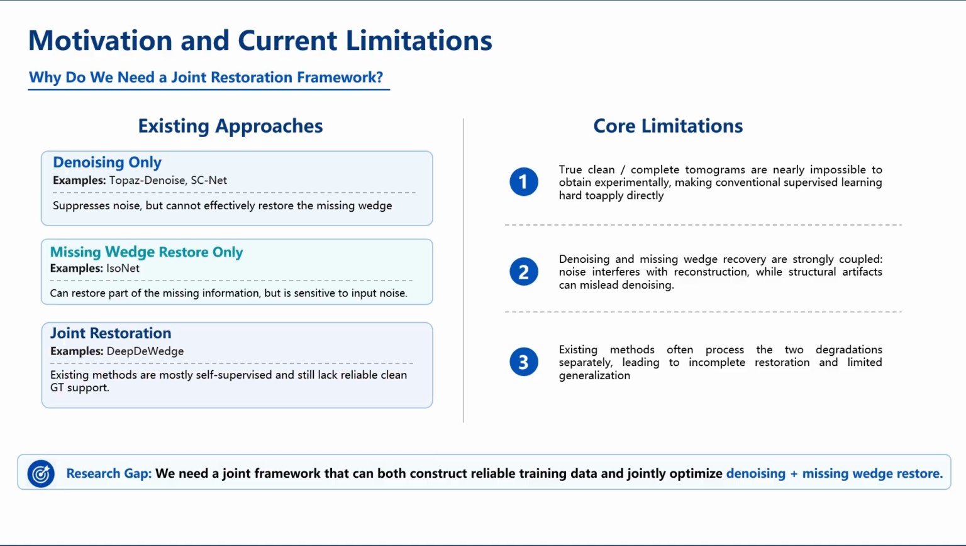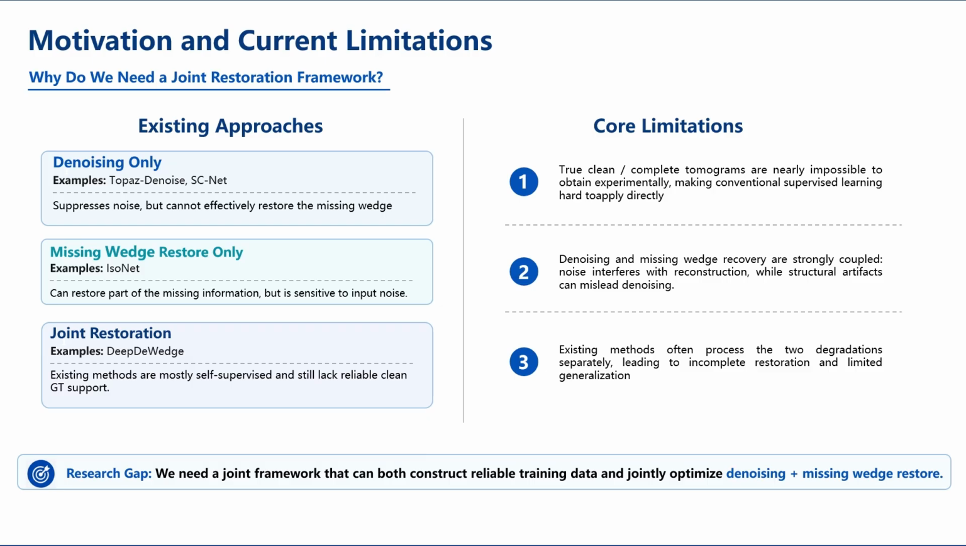Existing approaches can be roughly divided into three categories. The first category is denoising-only methods, such as topaz denoise and SCNet. These methods can suppress noise, but they cannot effectively restore the missing wedge. The second category is missing wedge recovery-only methods, such as ISONet. These methods can recover part of the missing information, but they are sensitive to input noise. The third category is joint restoration methods, such as deep to wedge. However, existing joint methods are mostly self-supervised and still lack reliable clean ground truth support.